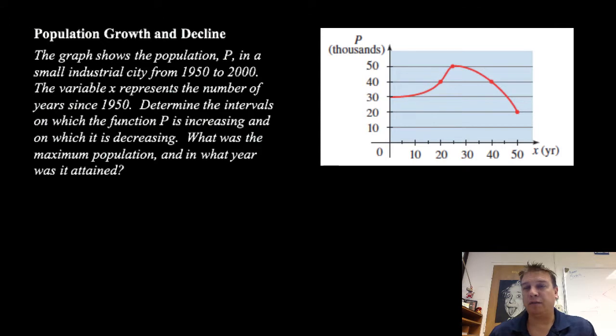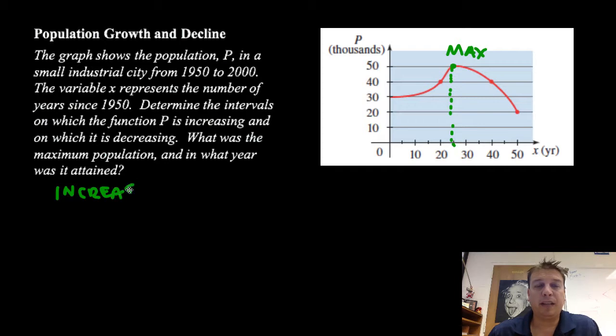All right, so I'm looking for the maximum based on these intervals that they gave us from 1950 to 2000. I can see that right here, this is going to be my max. And it's all they're asking for in that particular part. Okay, and I've got to figure out about what year it was attained. So it looks like right about there. So 25 years after. Determine the intervals on which the function is increasing. So if I look from here to here, the population increased. Here to here, it's starting to decline.